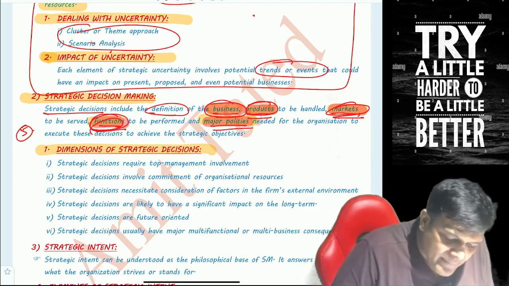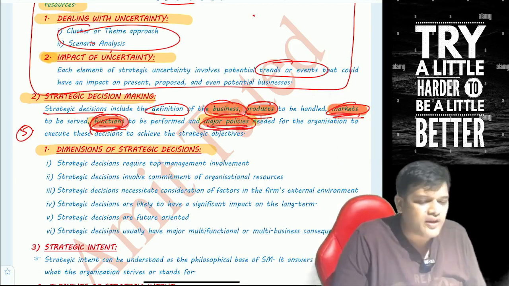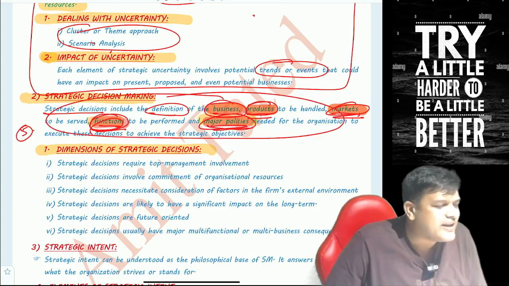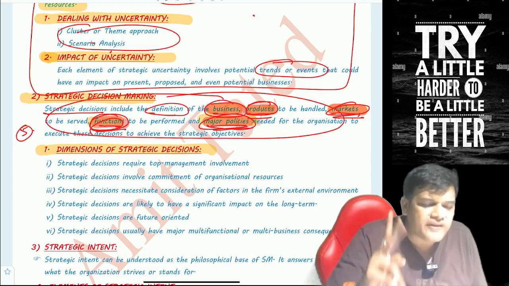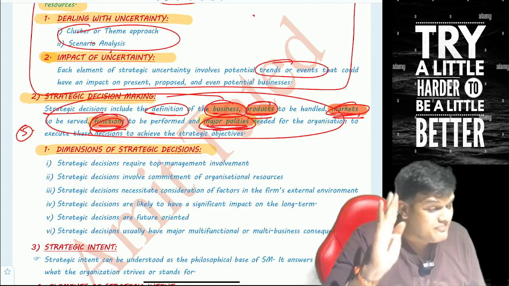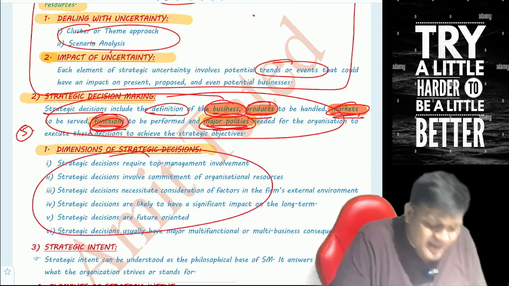And major policies: who will develop a policy? Altogether corporate and business, not functional. So in short, strategic decision making is taken care of by whom? It is done by two: one is corporate and one is business, not by functional. Therefore, please make sure you understand. After that, the 6 points are very easy.